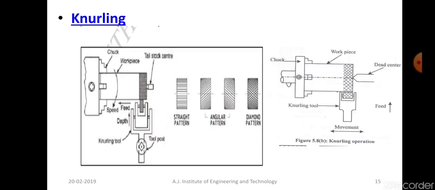Next one, knurling operation. What do you mean by knurling operation? First of all, before explaining the operation, we should know what knurling is and why knurling is done. Knurling is basically defined as an operation performed on the lathe to generate a serrated surface on the workpiece by using a special tool that is called a knurl tool.